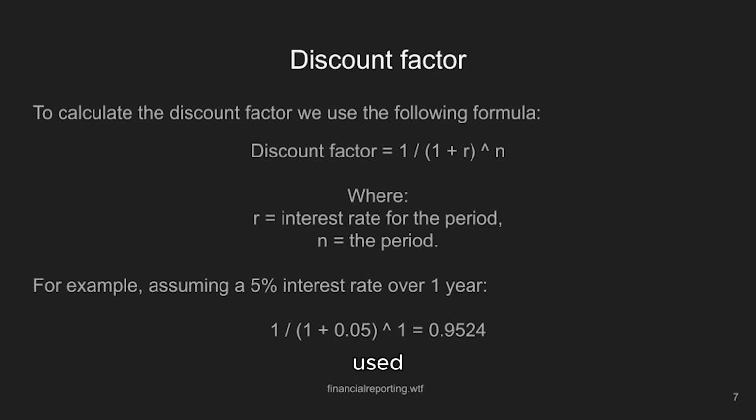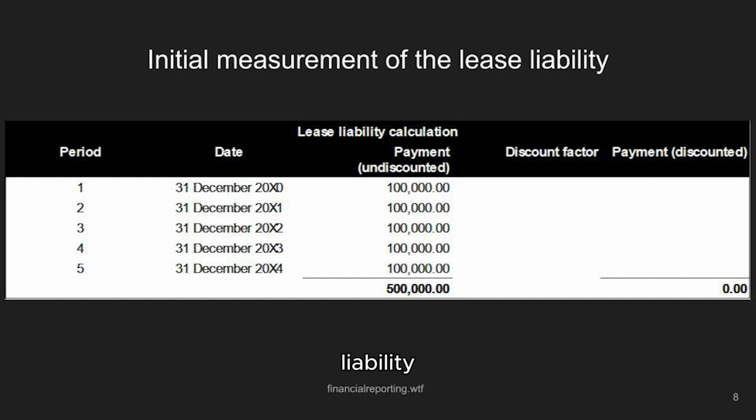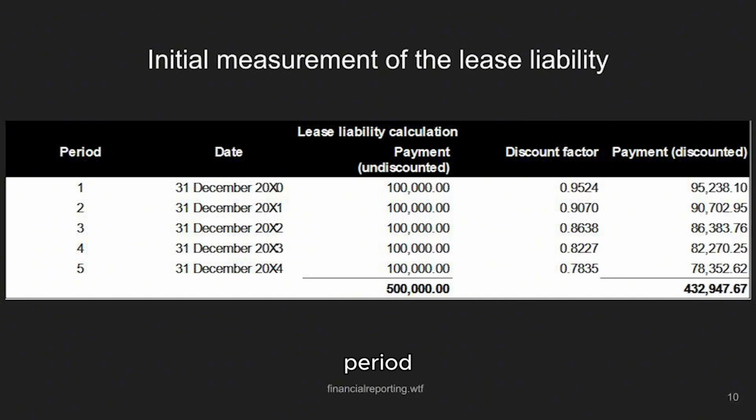The interest rate used for discounting lease payments is typically the rate implicit in the lease, or if not determinable, the incremental borrowing rate. Back to our lease liability schedule. We can now calculate and plug in our discount factor for each period. Multiplying our lease payments each period by the relevant discount factor provides us the discounted payment for that period. The total of all of these is the net present value of all lease payments under the lease. Our lease liability for purposes of IFRS 16.